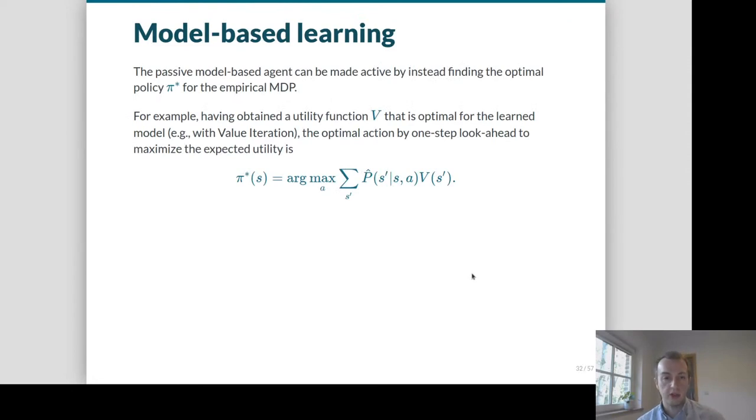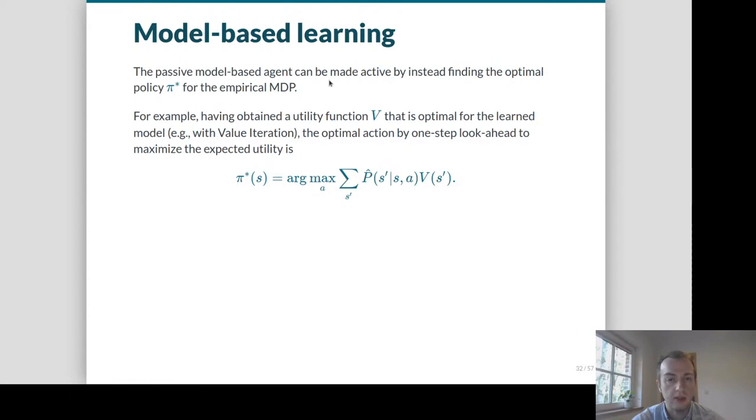Right, so as before, we'll see two ways to solve reinforcement learning. The first one is a model-based approach, which I will define under the name of model-based learning. And in this case, it's actually not too difficult. The passive model-based agents that we have seen in the first part of today's lecture can actually be made active by instead finding the optimal policy pi star from the empirical MDP that we have uncovered.